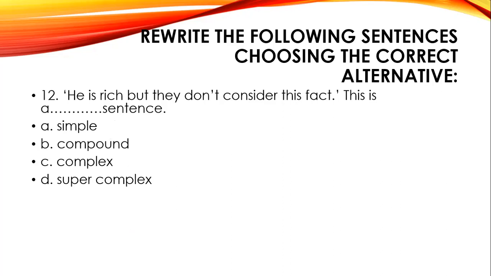Number 12, he is rich, but they don't consider this fact. This is a dash dash type of sentence. Option A simple, B compound, C complex, D super complex. And the correct answer is option B compound. He is rich, but they don't consider this fact. This is a compound sentence.